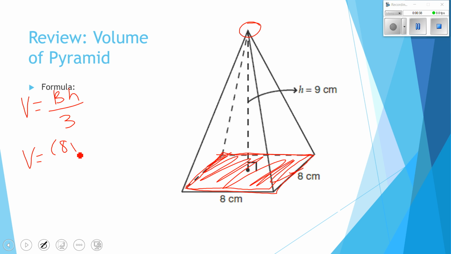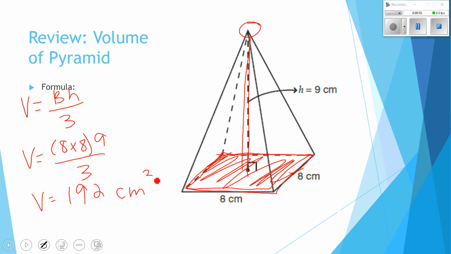So in this example, the area of the base, right here we have a square, so the area of the base is 8 times 8. The height of the pyramid is 9, and then divided by 3, and that would give us a volume of 192 centimeters cubed. And remember, since this is our third dimension, its volume, our units will be cubed.